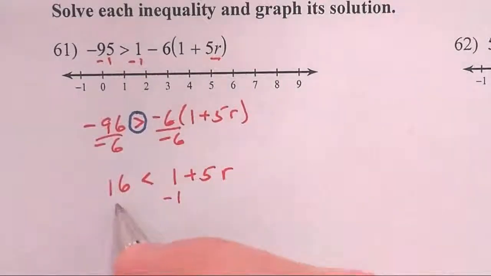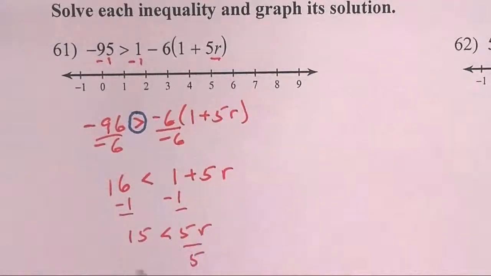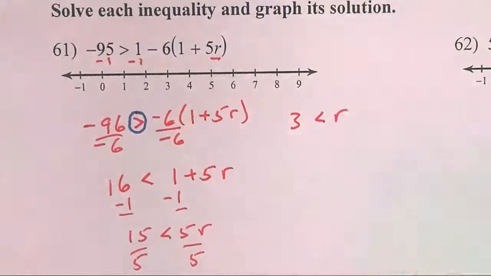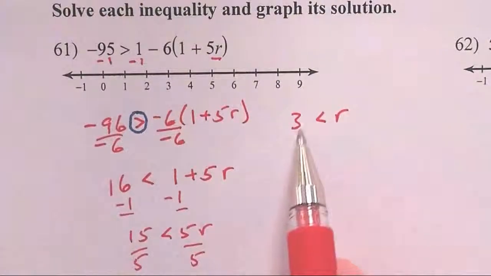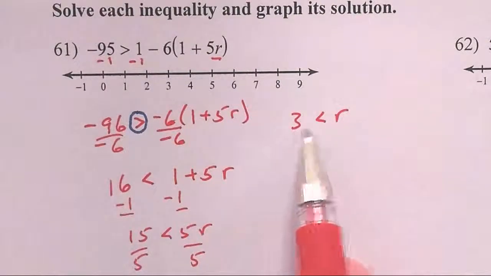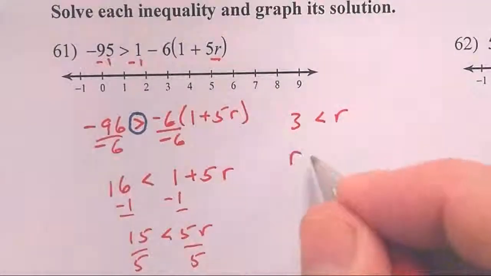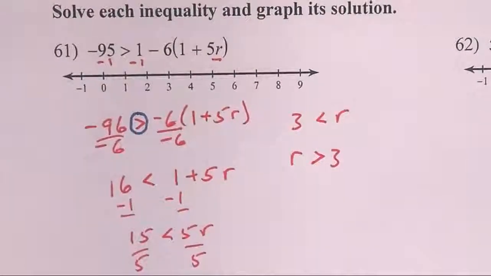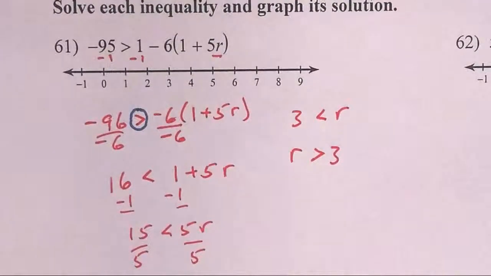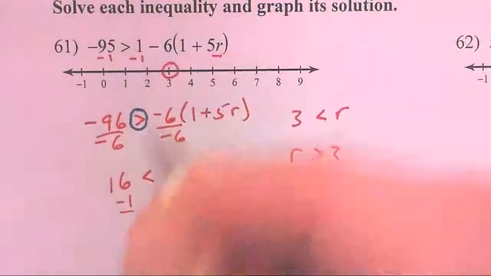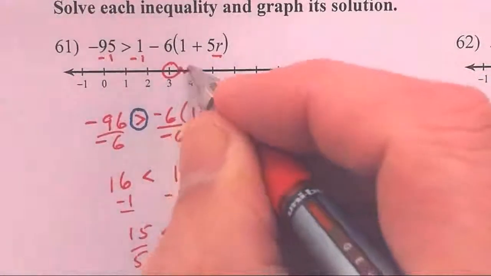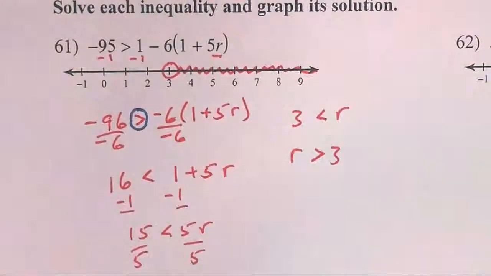Well, from here, subtract 1. 15 is less than 5r. Divide by 5, and I get 3 is less than r, but I would prefer to know what r is, not what 3 is. This says 3 is less than r. Therefore, r is greater than 3. If r is greater than 3, r can't touch 3, so I build a little force field around 3. But if my numbers are bigger than 3, they are part of my solution. So bigger than 3 is out this way.